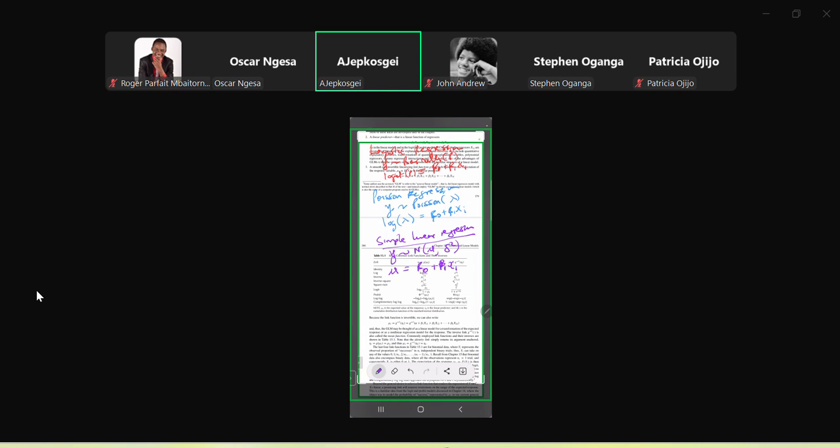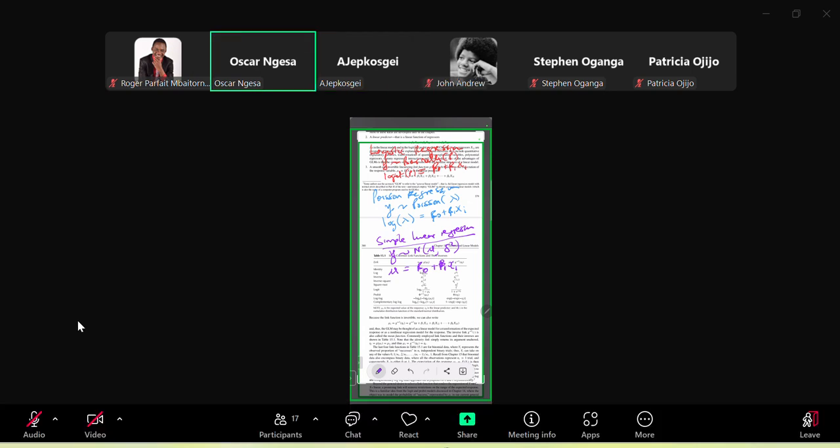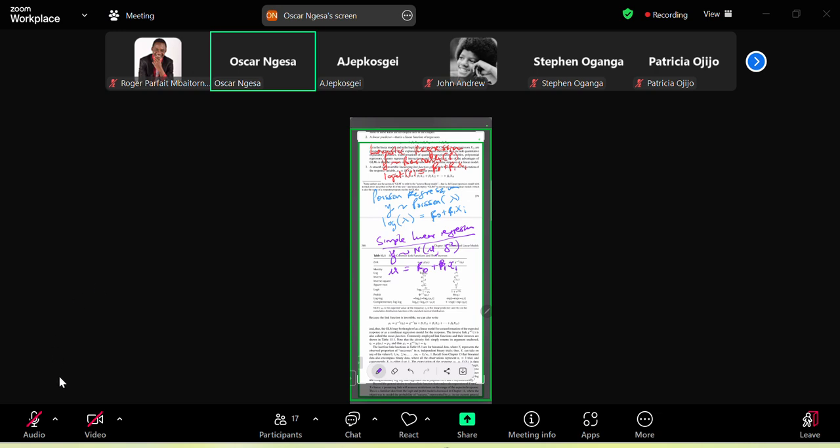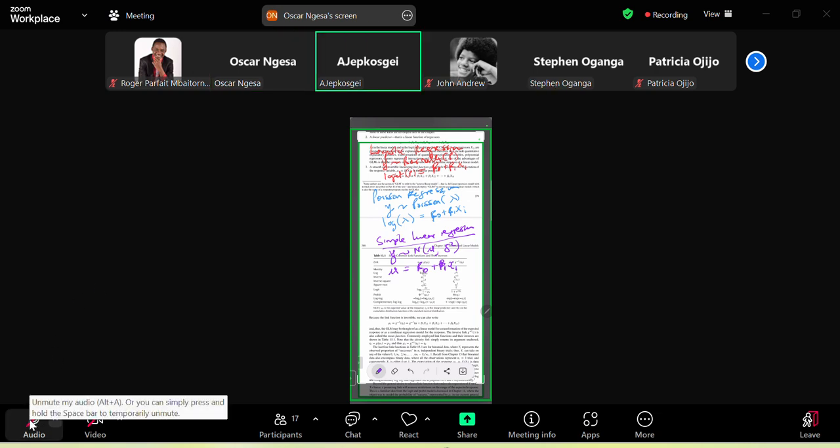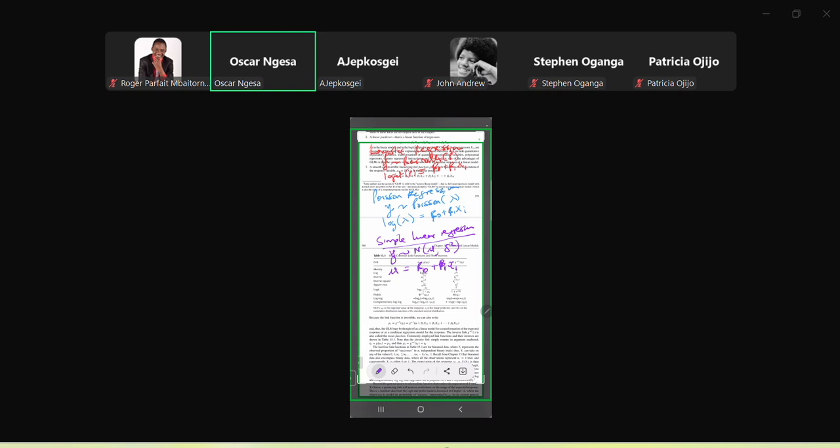Logit. What is the link function for Poisson regression? Log. Correct. And what is the link function for the simple linear regression model? Identity. Identity, so that it gives us back the mu.